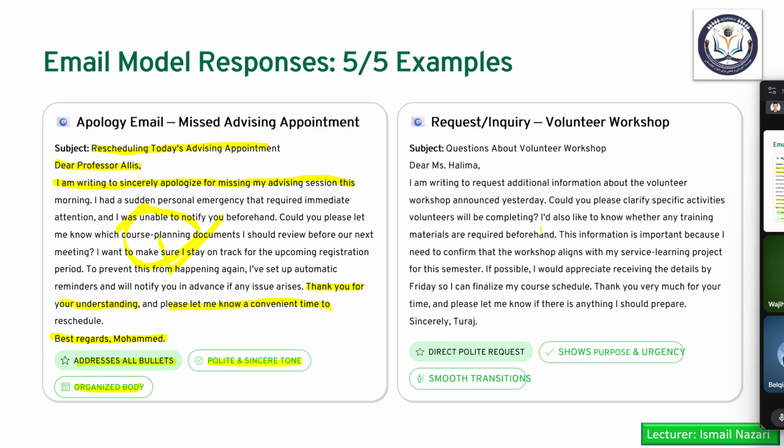Another example similar to this, we have a request and an inquiry email. Request email. The previous one was an apology email. Now this is a sample of an inquiry or request email. Volunteer workshop. What's the subject? Questions about volunteer workshop. So we may have practice with it. Who can read it now?